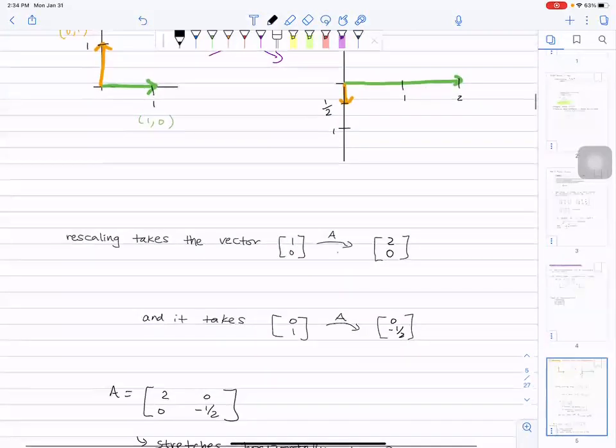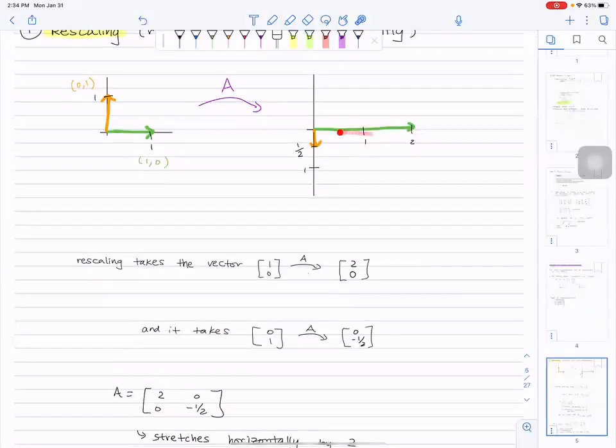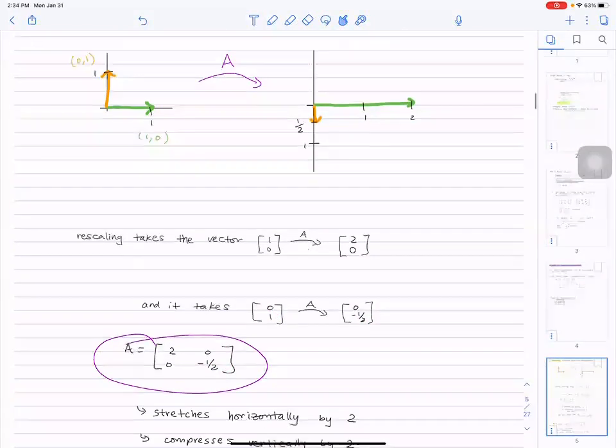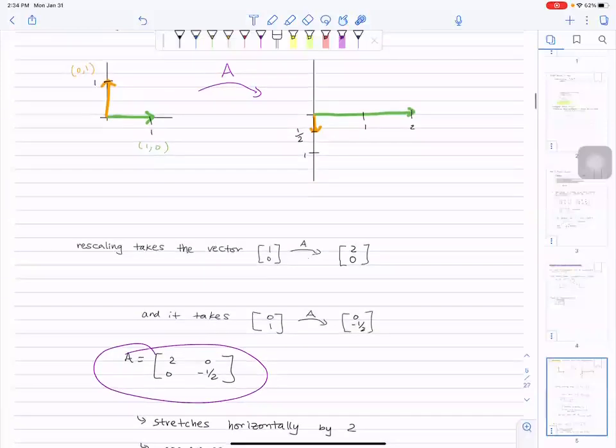So what does that mean for our A? This new i vector, we transformed it to (2, 0), so we put it in the first column where (1, 0) originally was. Then the (0, 1) became (0, negative a half), so we put that in the second column. And this is the matrix A, which describes this transformation. Any questions on rescaling?